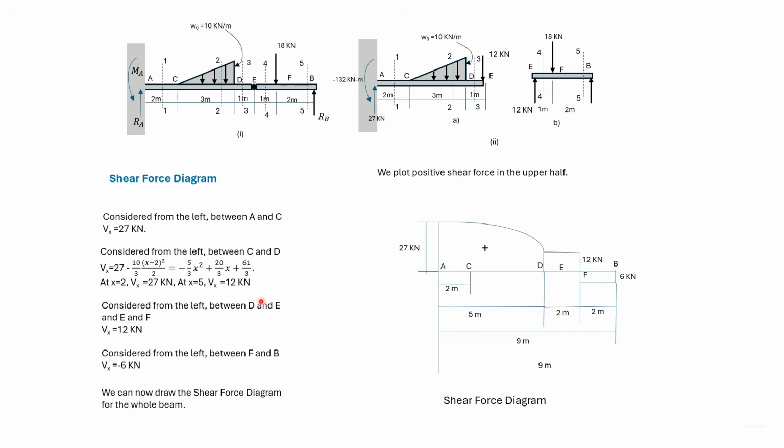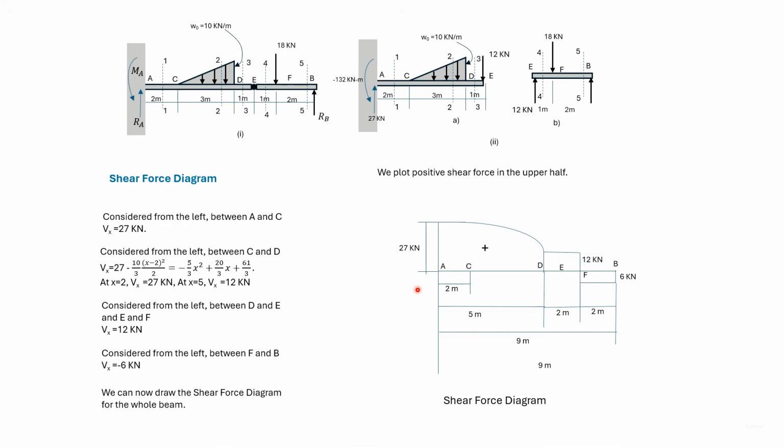Between E and F, the shear force is also 12 kilonewton. So we have taken the ordinate at D at 12 and F at 12, and the shear force is given by a horizontal line. Between F and B, we find that the shear force is minus 6 kilonewton. So between F and B, the shear force is represented in this diagram as minus 6 kilonewton.